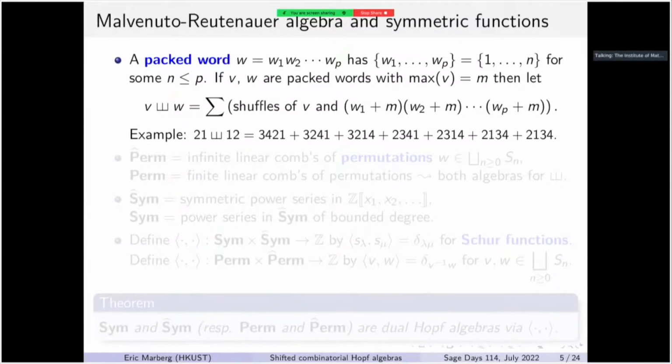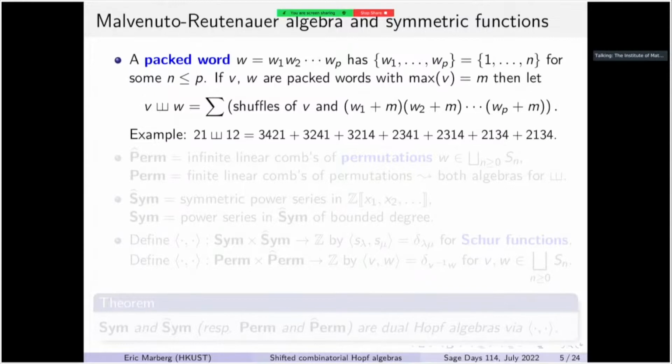Now I want to talk about some specific combinatorial Hopf algebras that are already implemented in Sage. There's this convenient term of a packed word. It is just a finite sequence of integers with the property that the set of letters gives you all of the numbers 1 up to n for some integer n, which is going to have to be at most the length of your word.